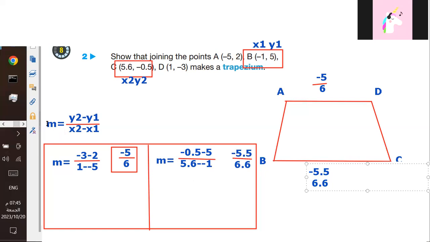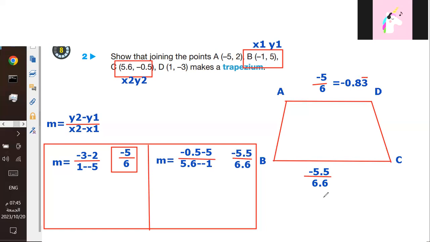Now this is the second fraction. I want to make sure that they are the same, so I'm going to turn them into decimals. I'll turn this into a decimal: minus 5 divided by 6 is going to be negative 0.83, and the 3 is recurring. It means it has a line on top of it like this.